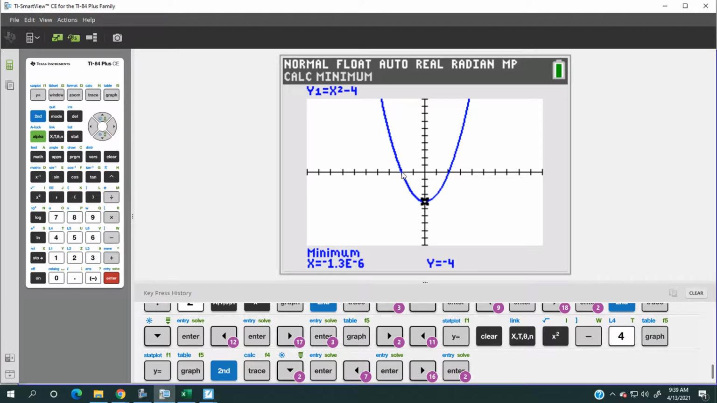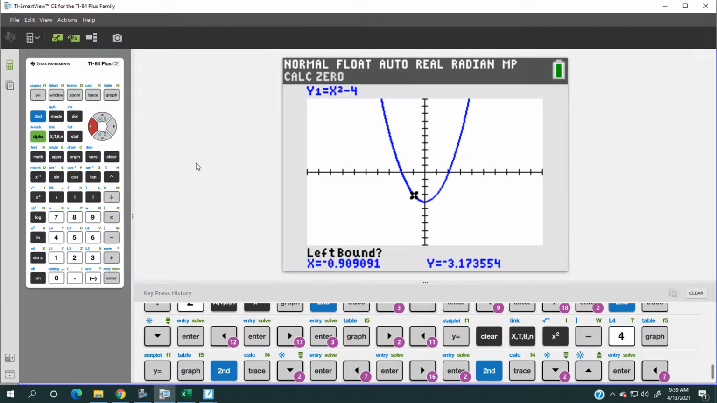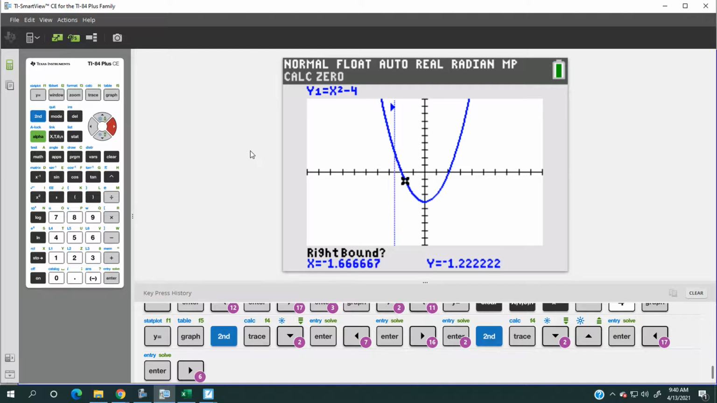So what I'm saying is these 2 points here, right? Where the parabola intersects the x-axis right here. So go back to second trace, and then I'm gonna go hit up 0, all right? Go left, like this. So I'm looking for the one on the left first, okay? Press enter. Enter again, right? And then I got my 2 rulers.